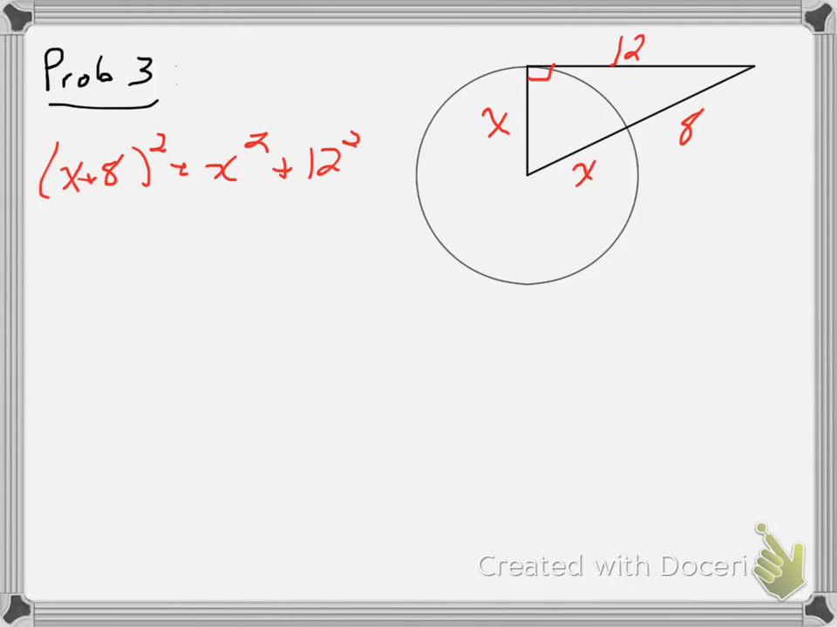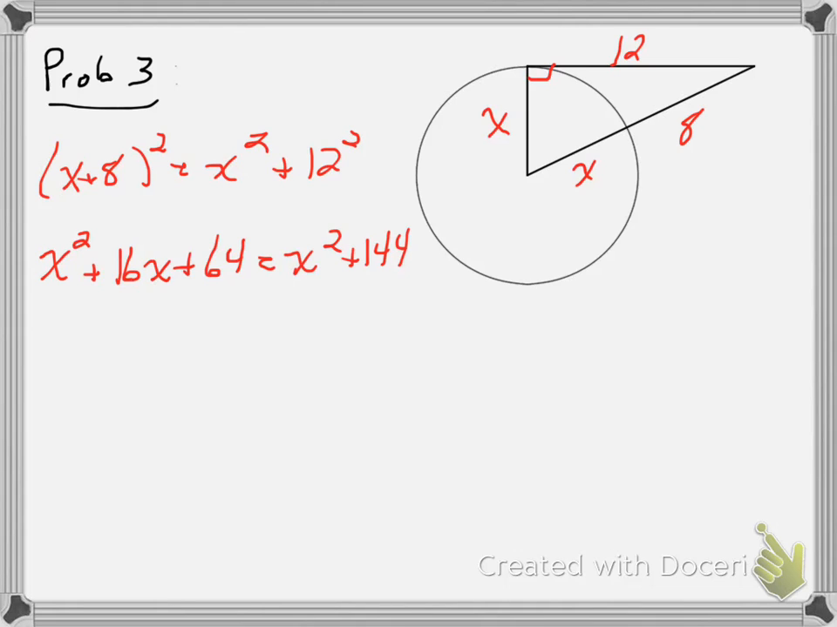So now we're going to do a little bit of algebra, and we're going to square this out. Now, you could write it out and you could FOIL it, but let's use our shortcut where you take the first one, you square it, you combine the middle two and double it, so 8x becomes 16x, and then you square the last, which is 64, equals x squared plus 144.